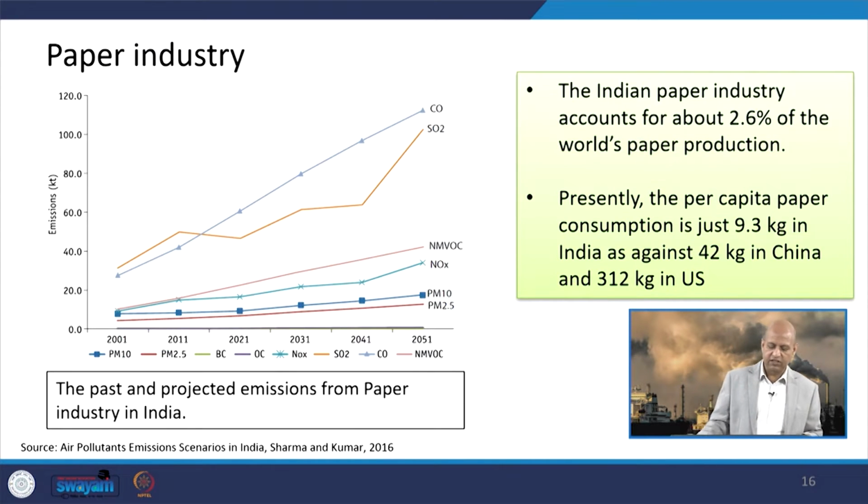Well, in the case of the paper industry, again CO and SO2 emissions are more. This Indian paper industry accounts for about 2.56% of the world's paper production, and presently per capita paper consumption is less than in China and the US. It is only 9.3 kilograms in India per capita against 42 kg in China and 312 kg in the US. And the reason is very simple. In developed economies, a lot of packaged things get transported, and in India that segment is still smaller, which has packaged food and the transportation of different goods in packages, those kinds of usage of paper.